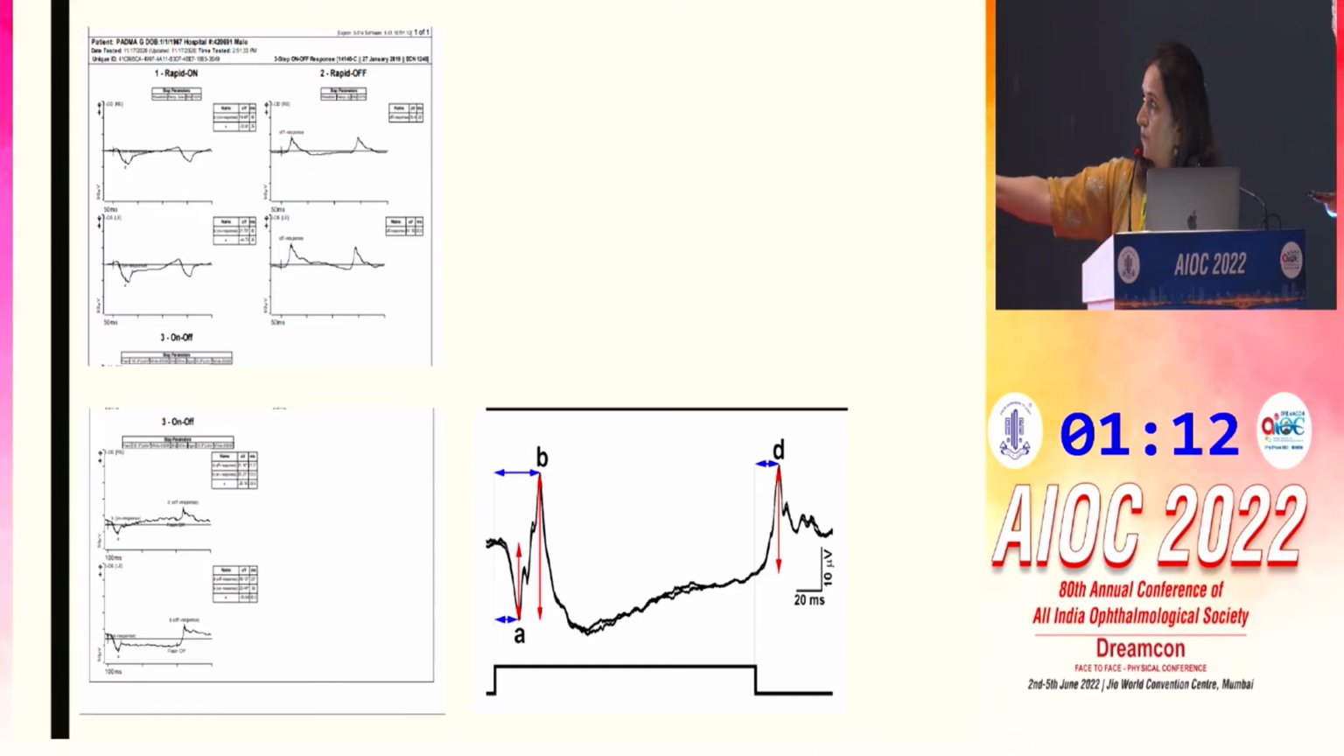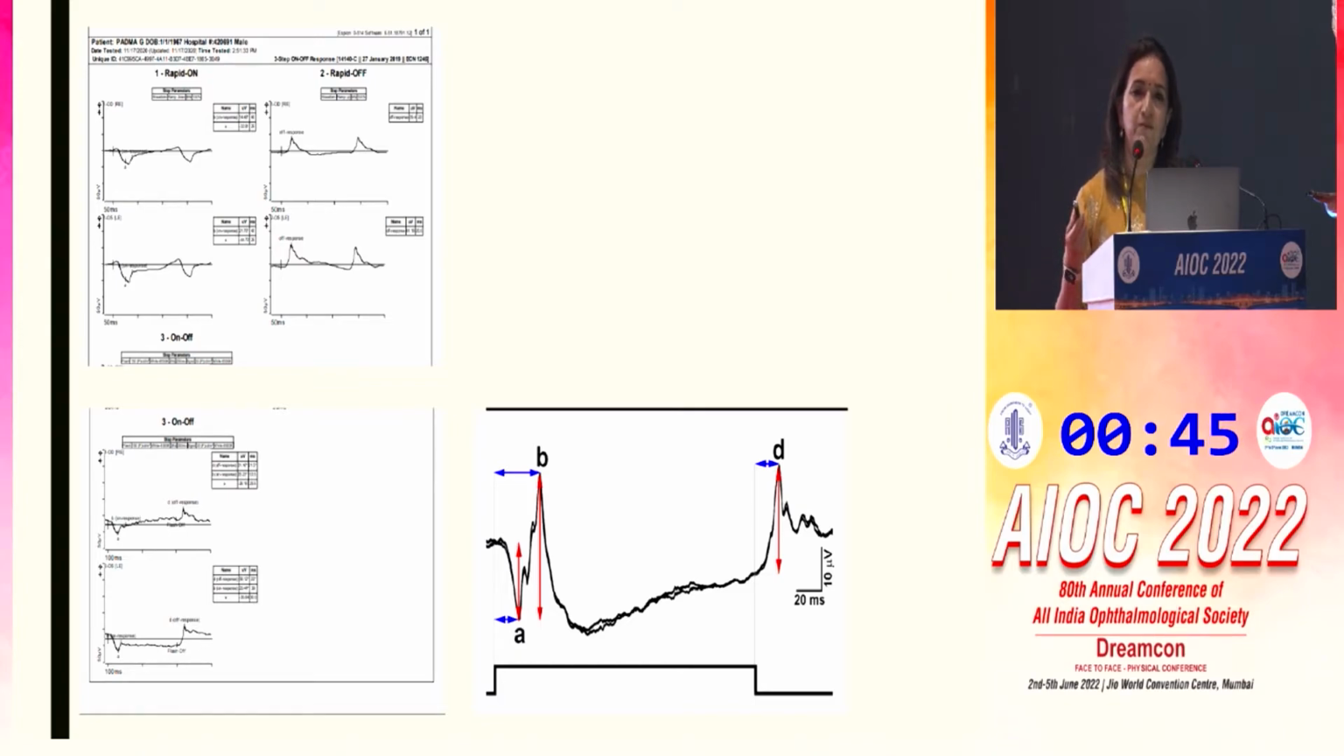Now I would want you to concentrate on this wave because this is totally in comparison to the example which I showed you here. You can see the A wave is present here, which is normal. The B wave is absent. And if you see the D wave here, it is present. So if the B wave is absent, it is complete CSNB. Okay? If the D wave is absent, it is incomplete CSNB.